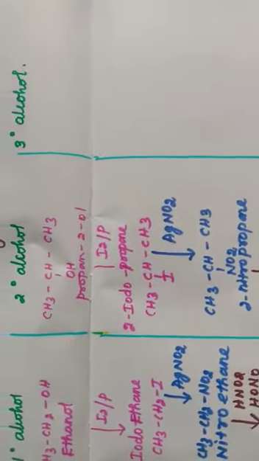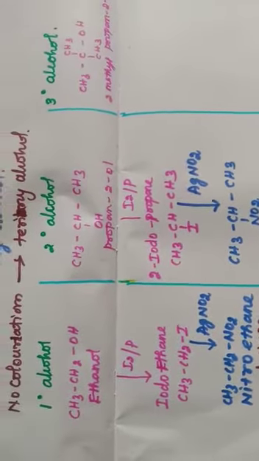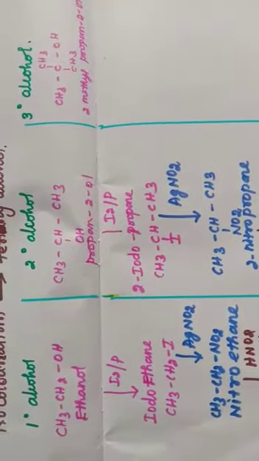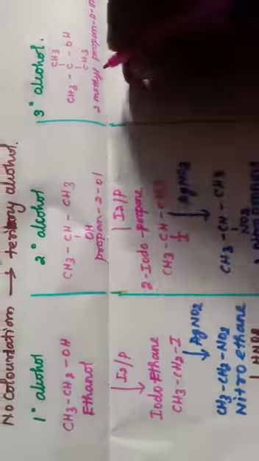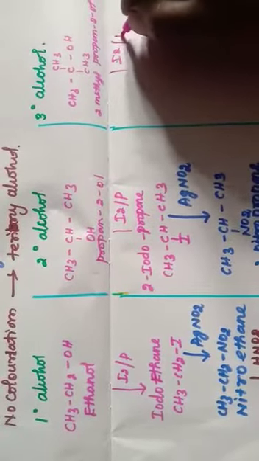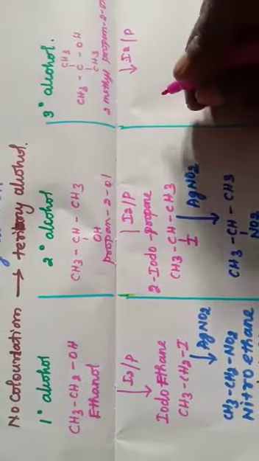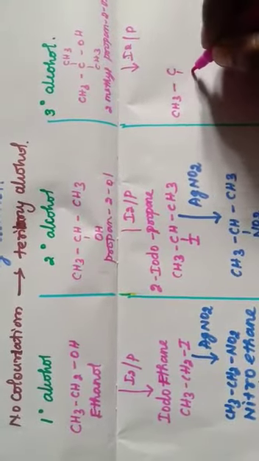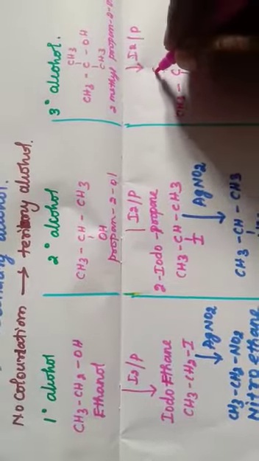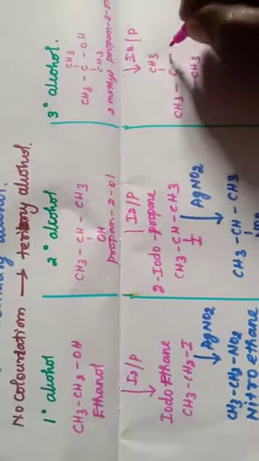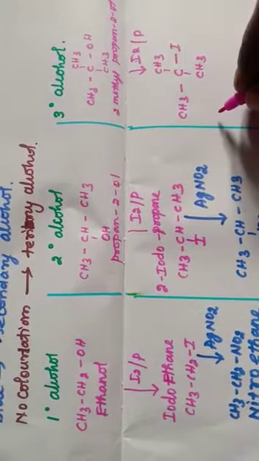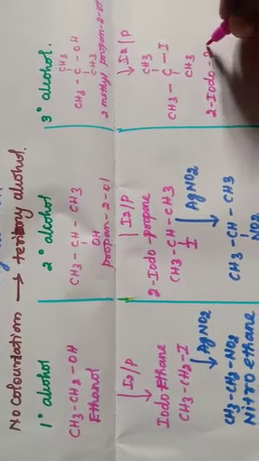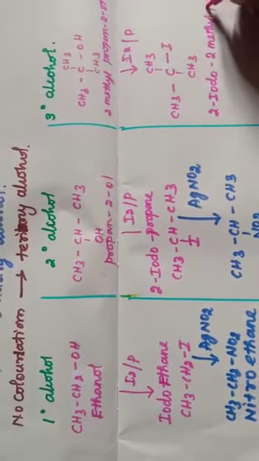The third one is tertiary alcohol. Tertiary alcohol, the name of this compound is 2-methylpropan-2-ol. When this is treated with iodine, we will be getting (CH3)3C-I, where the OH is replaced by iodine, so the name of this compound is 2-iodo-2-methylpropane.